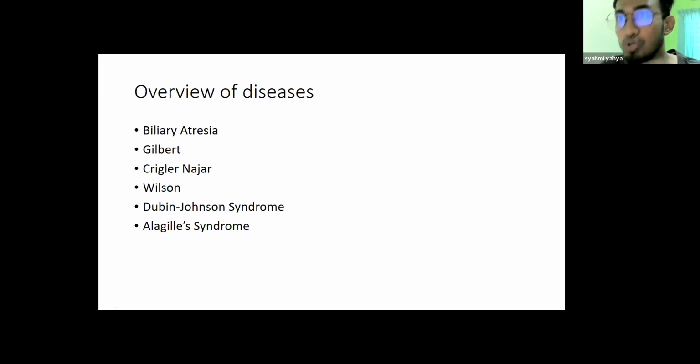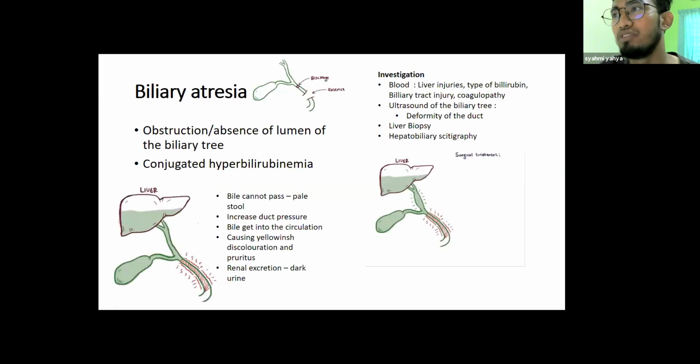So in children with jaundice, we must really exclude biliary atresia. So in biliary atresia, it's actually an obstruction. Atresia is absence or obstruction of the lumen. So biliary means the biliary tract, the biliary tree. So what actually happens is the bile cannot pass. Because of the obstruction, the bile cannot pass the biliary tree. So the stool will be pale.